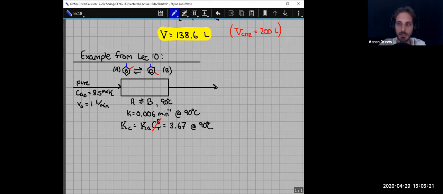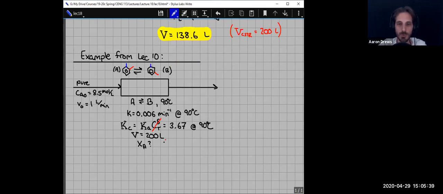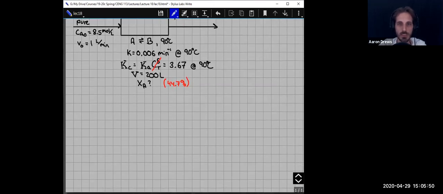And what we had been asked for was, if we were given the volume is equal to 200 liters, what's the conversion X of A? Last time, obviously, it was a CSTR. This time, it is a PFR. The previous conversion that we had found was 44.7. So we worked this problem for a CSTR and found it was 44.7. Let's work it quickly for a PFR.